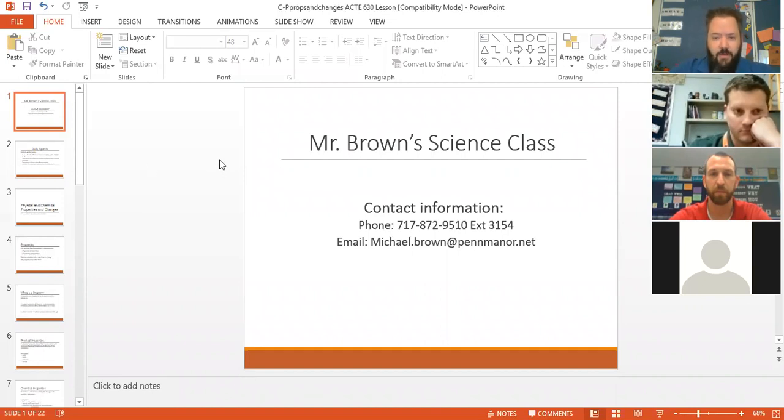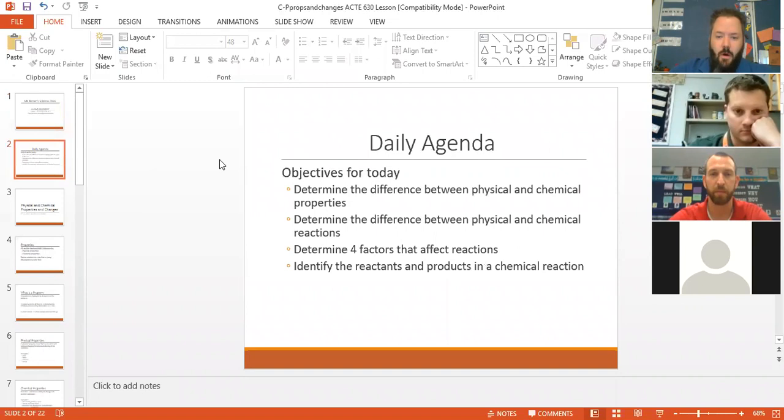As far as today goes, we are going to talk about the difference between physical and chemical changes and properties. We're going to be looking at how you can determine them, what they are, as well as the four factors that affect them, and looking at how reactions actually occur, the products and reactants of those. Okay, are there any questions at this point?